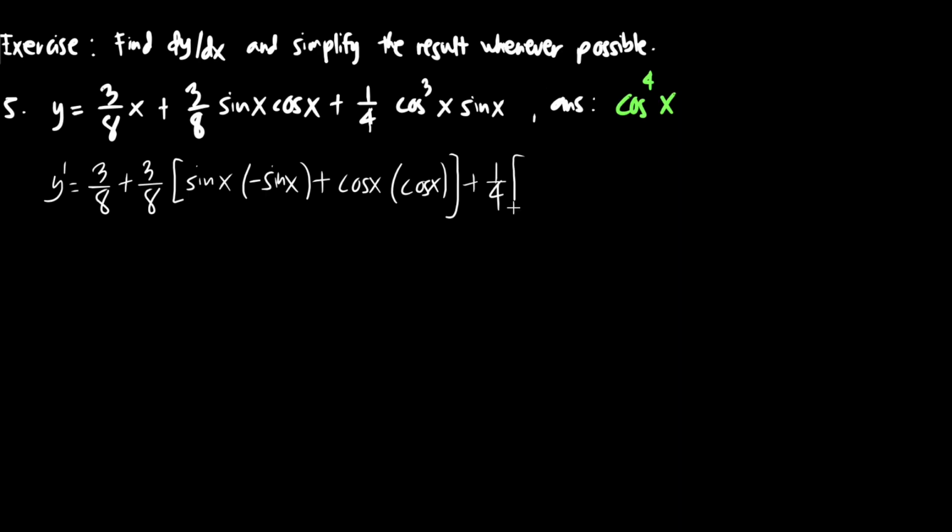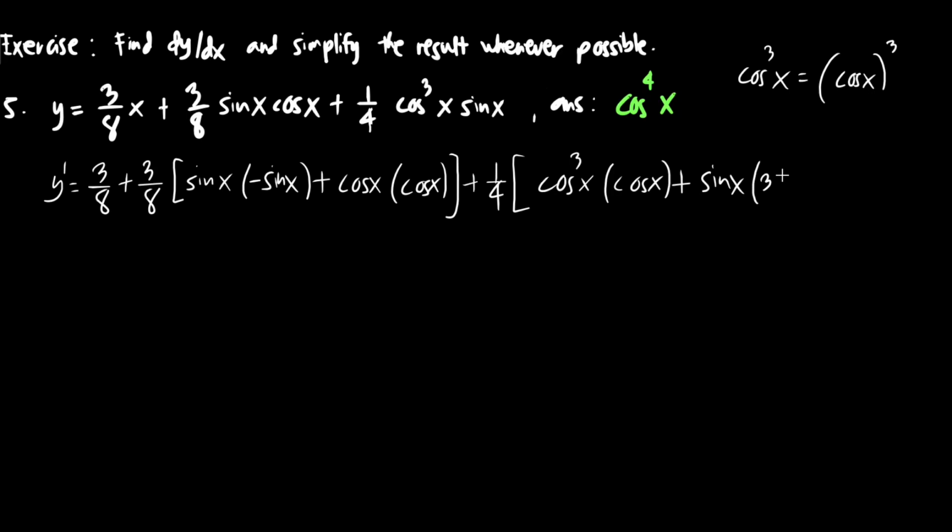Just copy first the cosine cubed x. The derivative of sine x is positive cos x, plus, multiplication rule of differentiation, we'll just add, then copy sine x. Then cosine cubed x is just cosine x raised to the power of 3. So we have 3, just copy inside cosine squared.